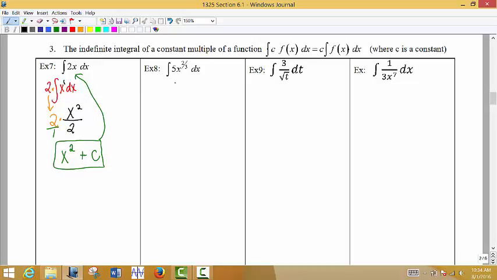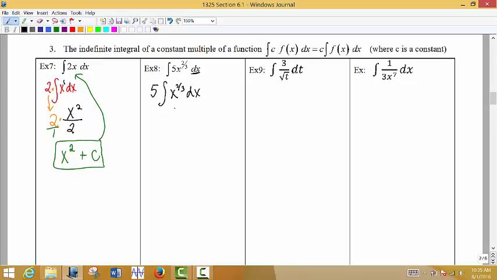Here we're asked to integrate 5x to the 2/3 power with respect to x. So first thing I'm going to do is notice that I have 5 times, so that's a constant multiple of the function. So I'm going to bring that 5 outside, and I'm just going to focus on x to the 2/3 power. So I'm going to focus on integrating that with respect to x.